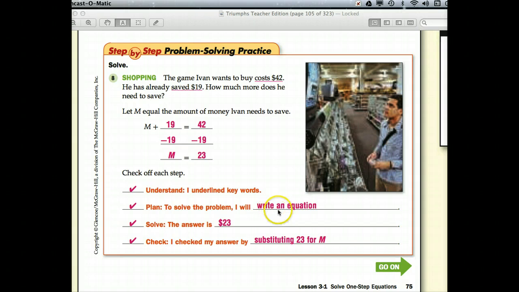So we're going to write an equation. The answer is 23, and we can check it by substituting a 23 in for M. Is 23 plus 19 equal to 42? Why, yes it is.